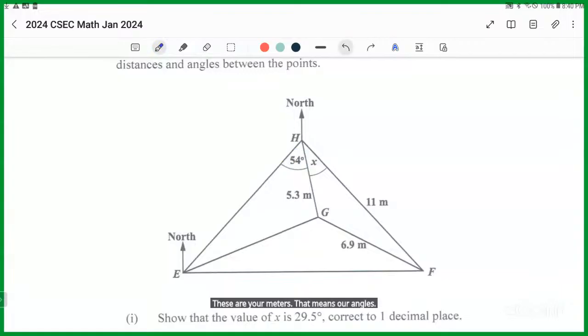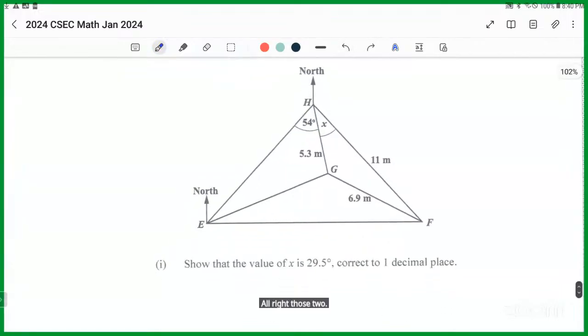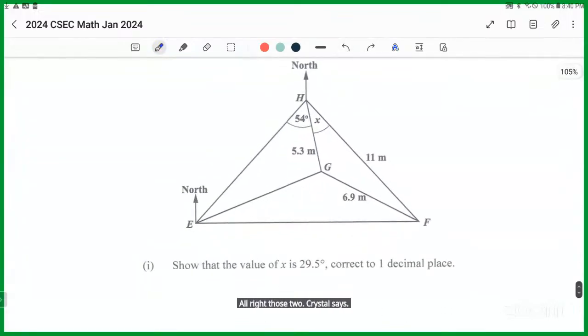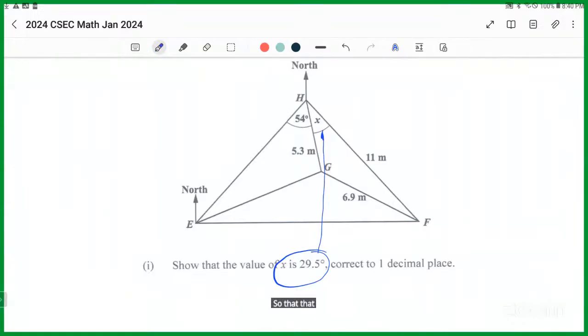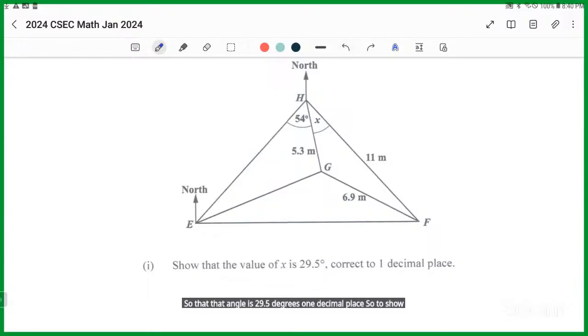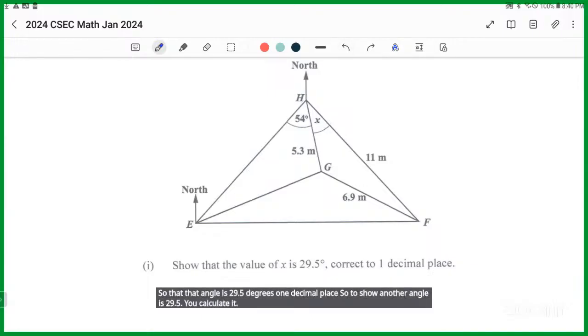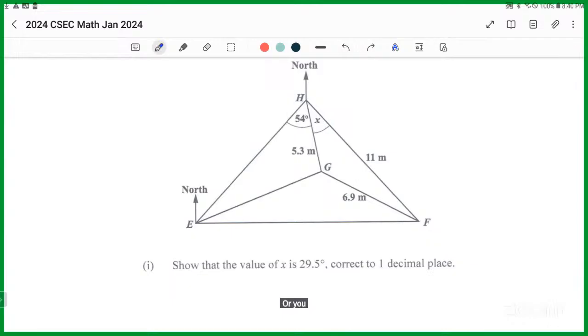Question says, show that the value of x is 29.5 to 1 decimal place. Show that that angle is 29.5 degrees, to 1 decimal place. To show that the angle is 29.5, you calculate it, or you would normally calculate it. So to calculate this angle, we're going to be working in this triangle.